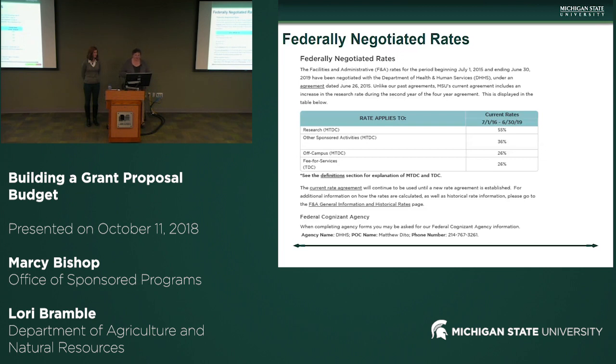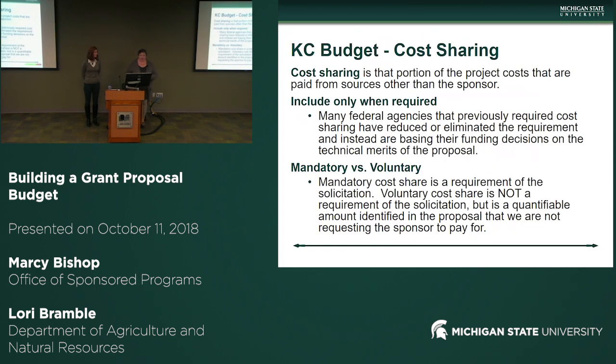When you're completing your agency forms, every once in a while you may be asked for our federal cognizant agency information, and that information is on here. It's DHHS, Matthew Dito, so you may see places where you have to fill that in. If you're doing things in KC, any of our system to system, it automatically fills that in. But you'll see his name a lot.